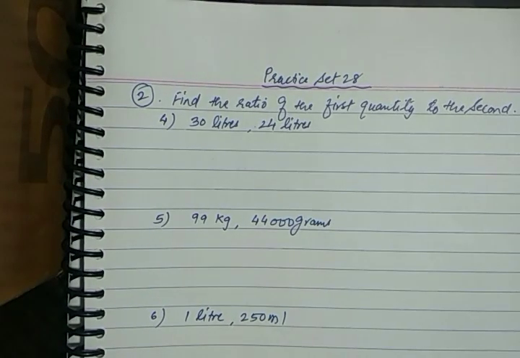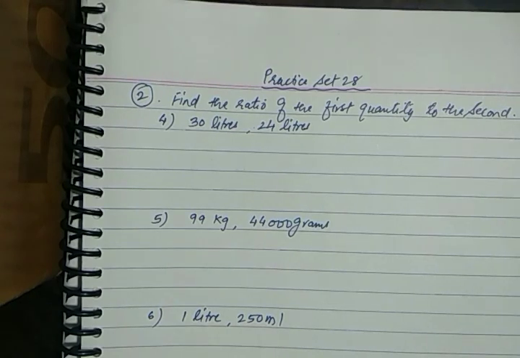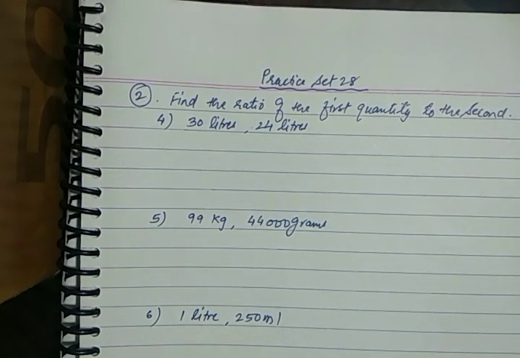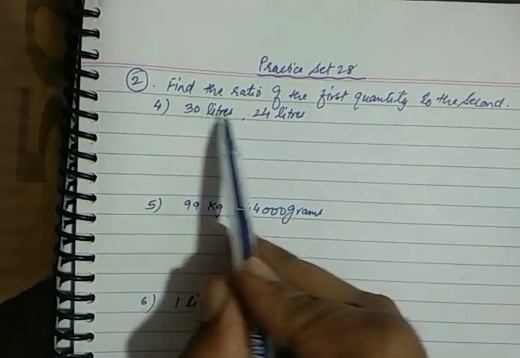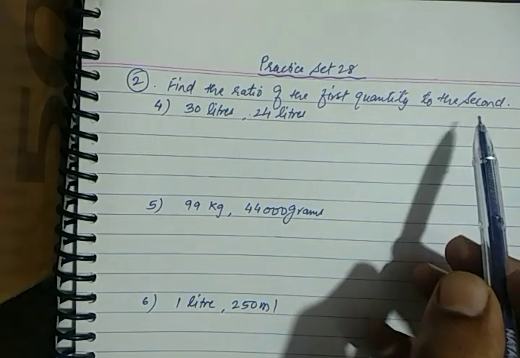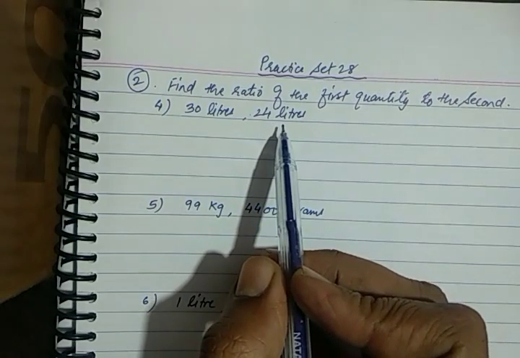Good morning, students. Today we will continue again with practice set 28. We did till problem number 3. So you can see the question number 2 again. Find the ratio of the first quantity to the second. Fourth question is 30 liters and 24 liters.